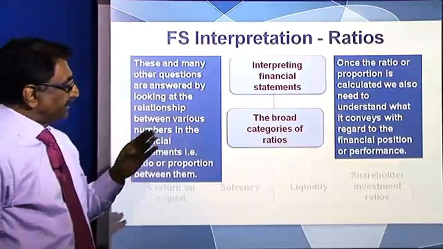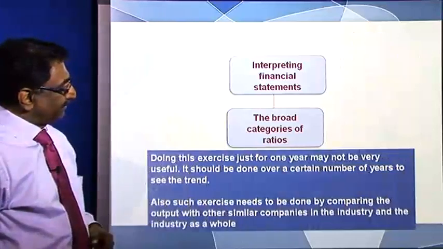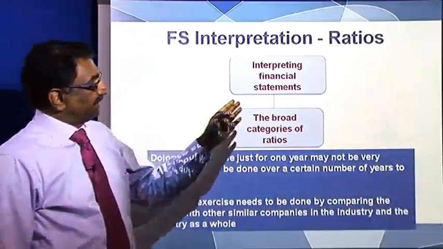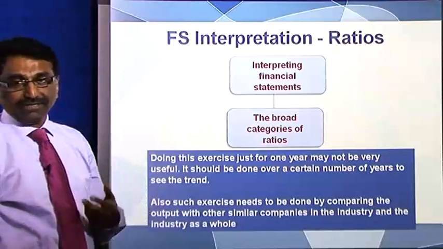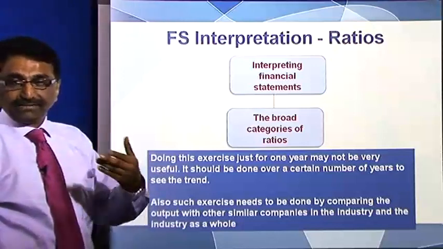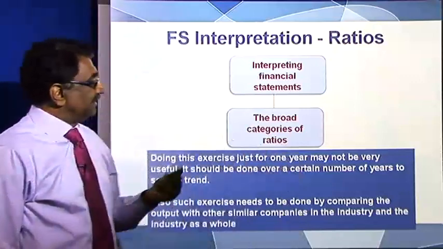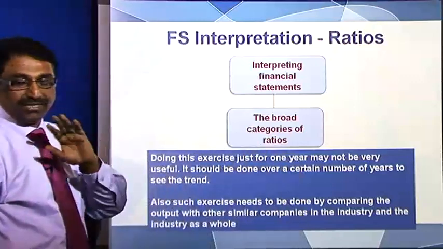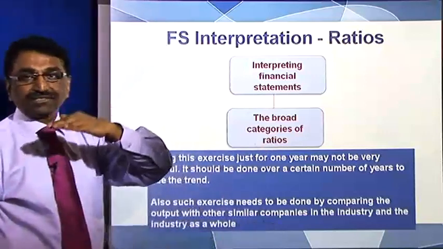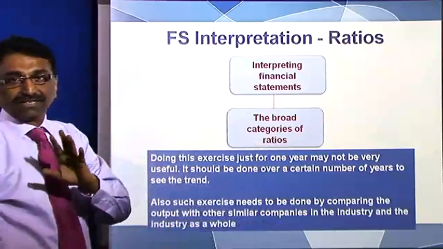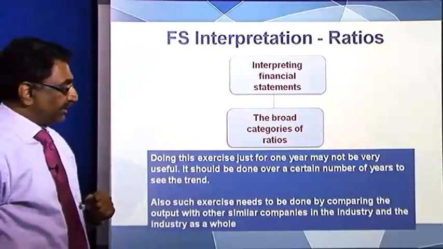The broad categories of ratios we have already mentioned in our objective. These are essentially profitability, efficiency, solvency, liquidity, and ratios from a shareholder perspective. It is also important to understand that looking at just one year will not help. You have to see the trend of the relationships over a period of time and see whether they show an improving or a deteriorating trend.